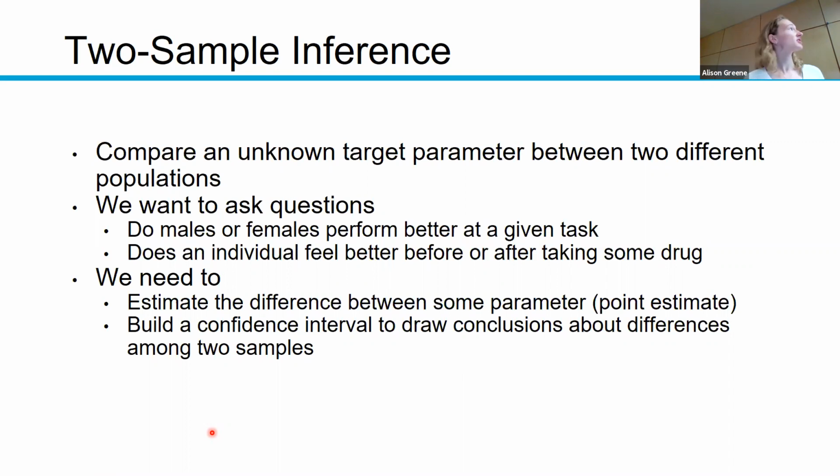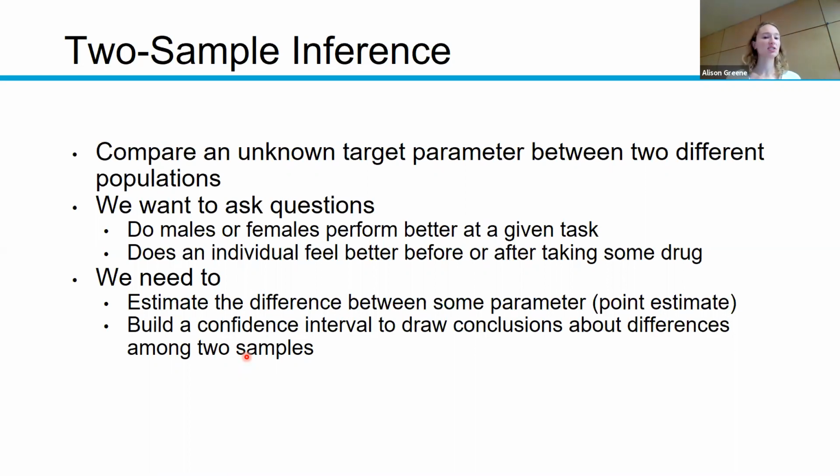We want to compare some unknown target parameter between two populations. So our question might be, do males or females perform better at some given task? Does an individual feel better before or after taking some drug? So the first question, males or females, that would be an independent population. It's two separate groups of people, and we're just comparing them.